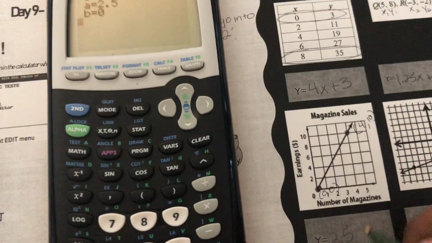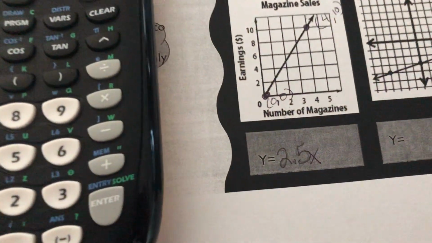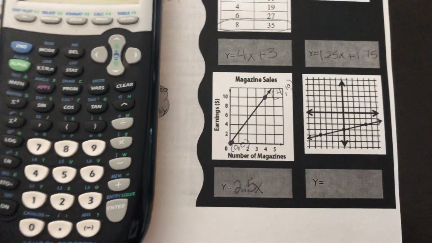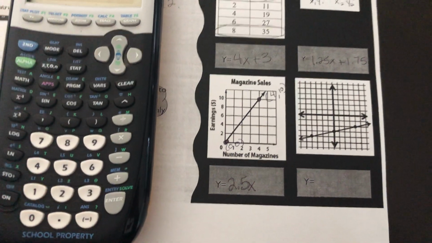Why am I writing in pencil? If you feel comfortable doing that, that's fine, but it's probably not going to be a multiple choice option that is there, so might as well just get used to that way.